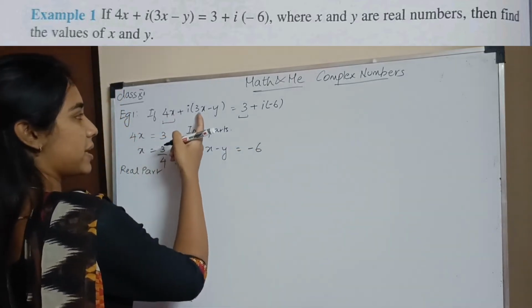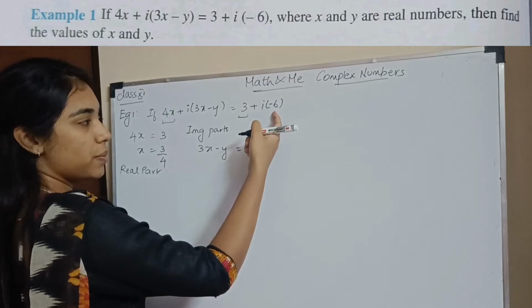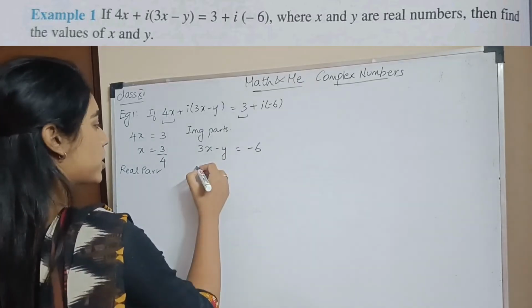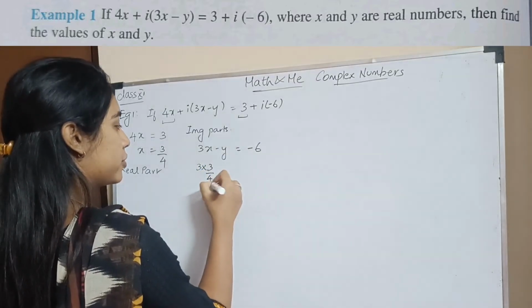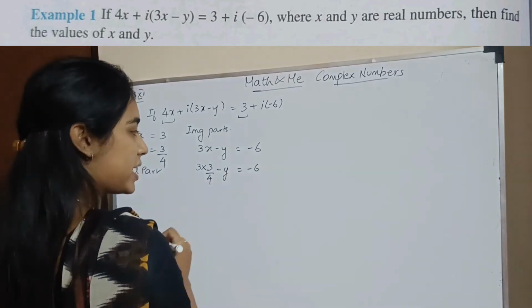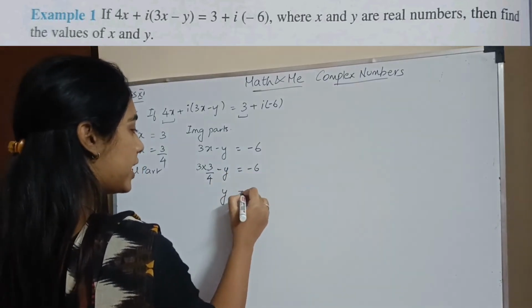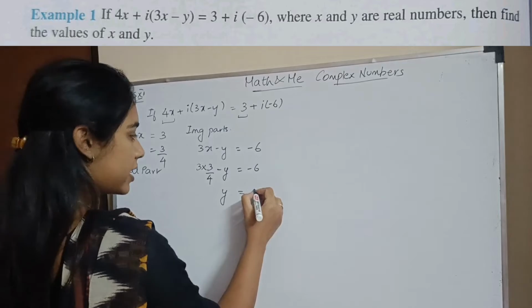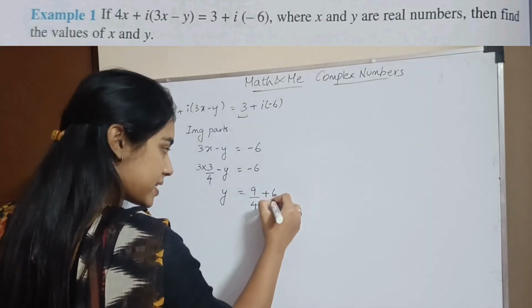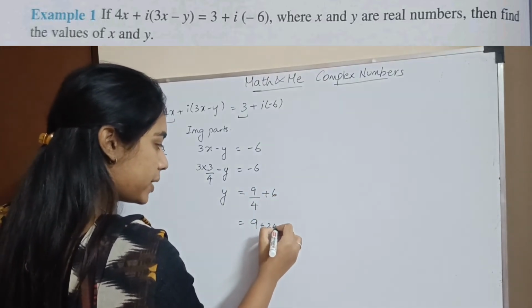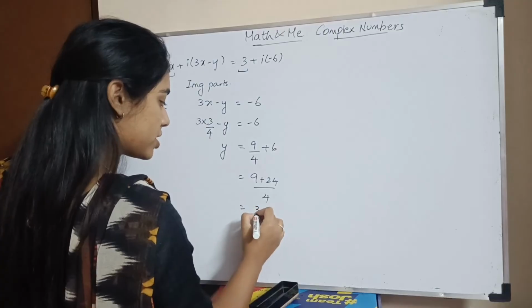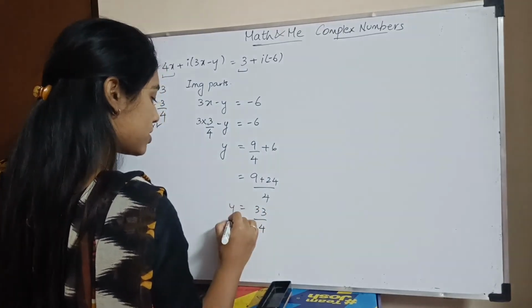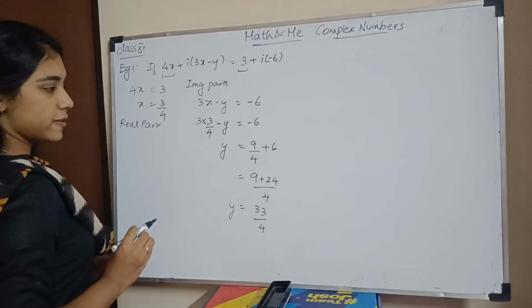Look, a plus ib, a plus ib. So what is your b? It is -6. For x what will I have? 3 times 3/4 minus y equals -6. Now which side am I taking y to? I have y equals, I'm bringing the 6 to this side. So I have 9/4 plus 6. So what will it be? 9 plus 24 divided by 4, which is 33 divided by 4. So this is your value of y. You have found the value of x.